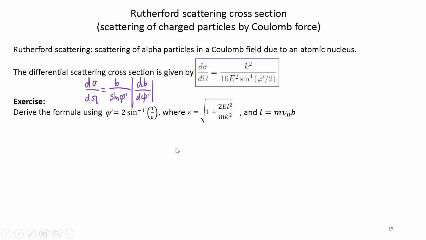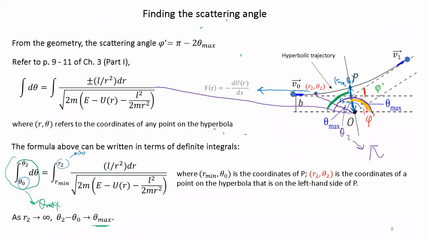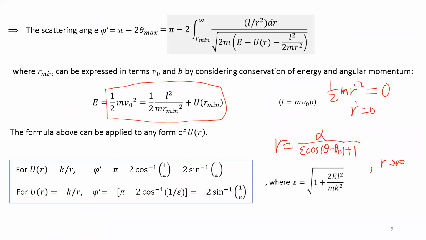So actually, I'm just going to apply the result that I mentioned last time. That is, if the potential is 1/r, then my scattering angle is related to the eccentricity of your hyperbola trajectory by this formula. Okay, so this is a formula that I'm going to use.